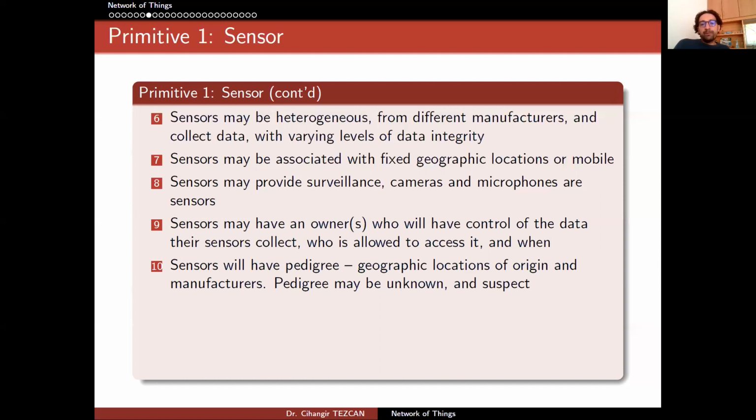Sensors will have pedigree, geographic locations of origin, and manufacturers. Pedigree may be unknown and suspect. Sensors may be cheap, disposable, and susceptible to wear out over time.